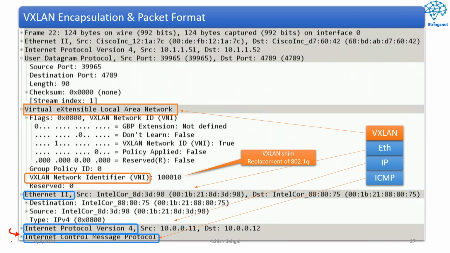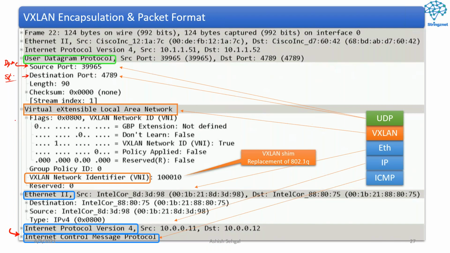We will be looking deeper into the VXLAN header. It is prefixed by a UDP header. The UDP header has a source port 39965 and a destination port 4789. My dear friends, let me tell you that this particular port, the source port, is a dynamic port, but this particular port is a static port. Anytime you happen to see port 4789, you can immediately decide that this is our VXLAN traffic.